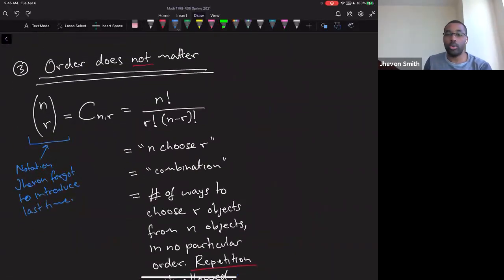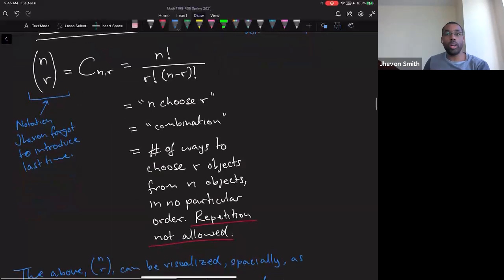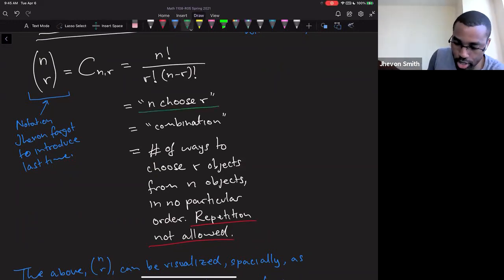Then we wanted to look at the case where order does not matter, right? And again, repetition is not allowed. This led to what we call a combination. So that's what the object is called. But if they're reading it on a piece of paper, they would read the phrase N choose R, right? So 25 choose 3, or 15 choose 12, or something like that.